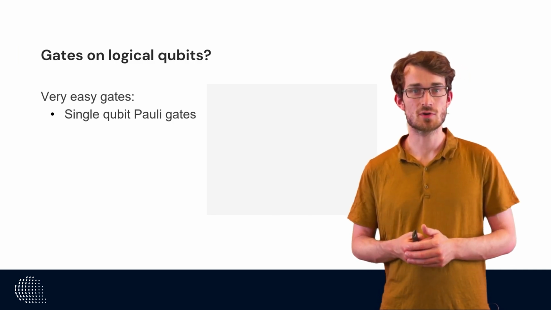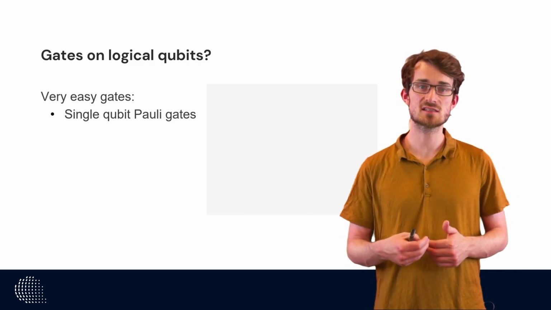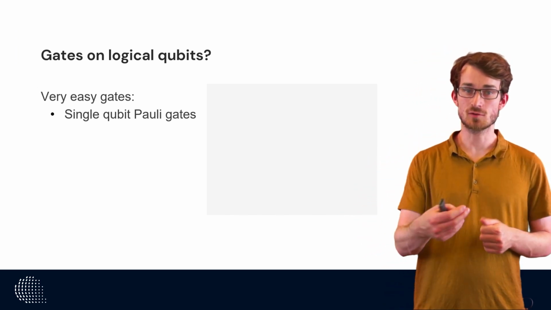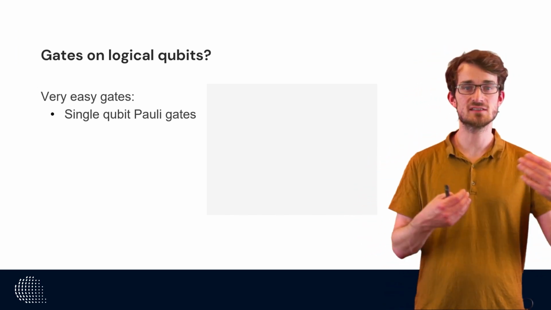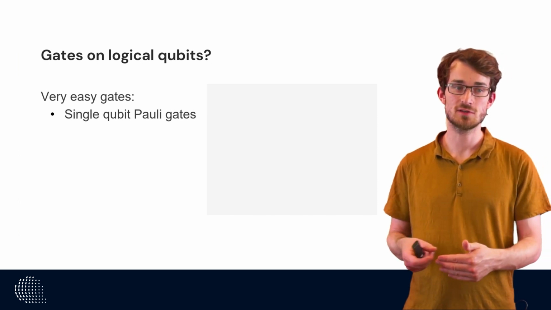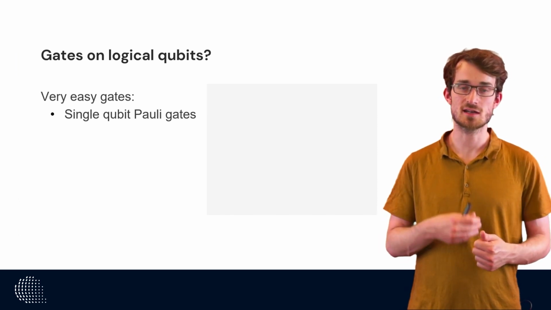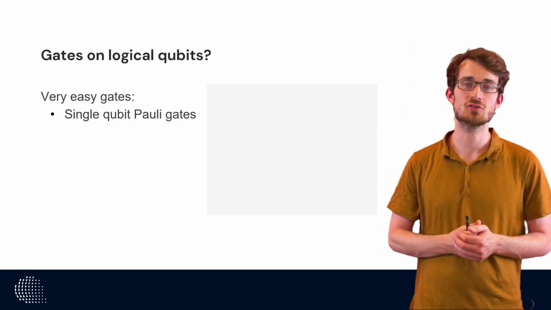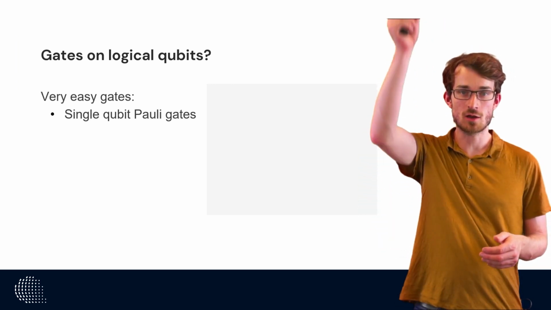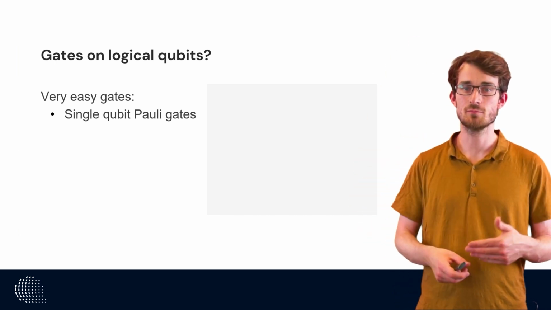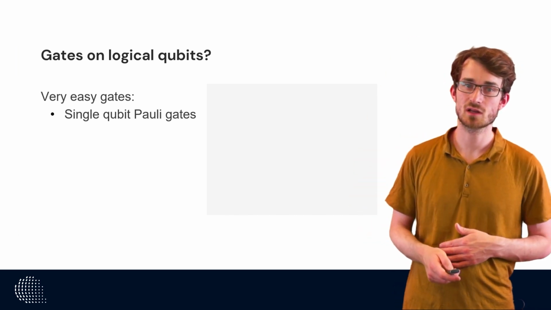One thing we did not touch upon is how do we do gates on our logical qubits. And there's one thing that is actually very easy to do, which is single qubit Pauli gates. We know that's easy because we discussed the logical X and the logical Z operators, which are really just these like cuts through the surface code. So we can simply just go along one cut, apply single qubit Pauli operators, and that's our logical Pauli gate.